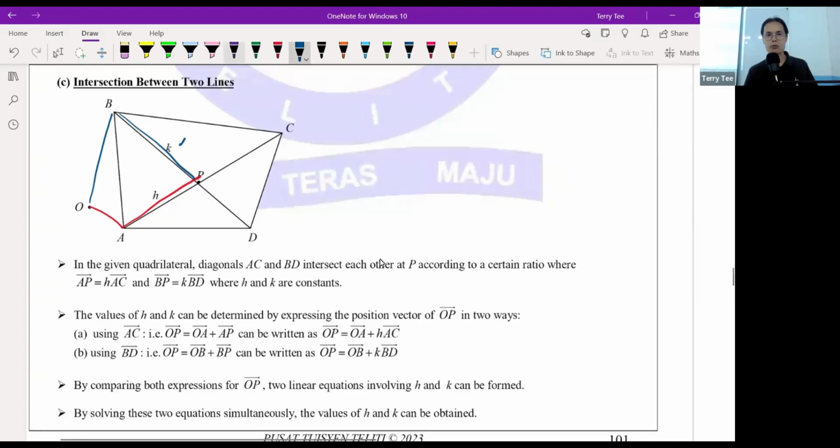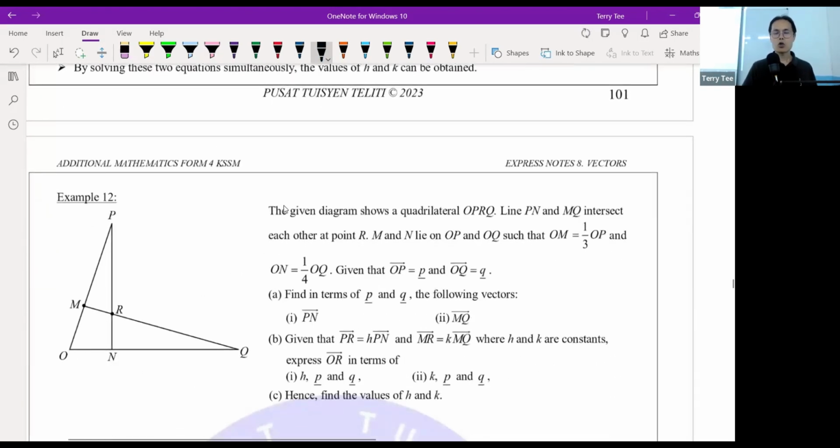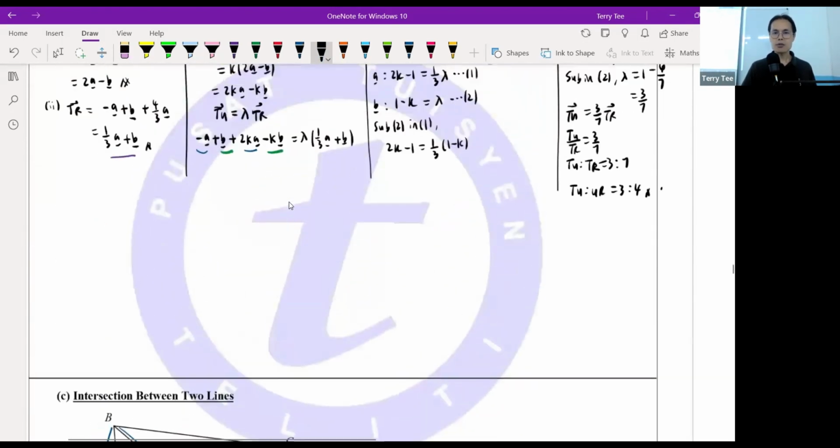So most of the time what we need to do is find two versions of OP. One is O to A to B, and we can substitute in the H inside. Second version, O to B to P, we can substitute in the K, and we just compare the two versions of OP and solve them simultaneously. So intersection, like I say, is in a way collinear as well.